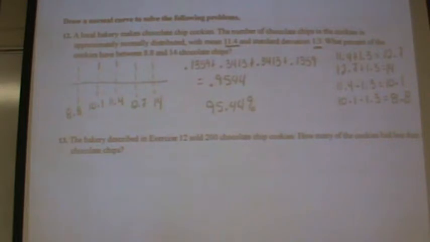And then finally, number 13. It says that the bakery described in exercise 12 sold 200 chocolate chip cookies. How many of the cookies had less than 8.8 chocolate chips? So we said that 8.8 was our second deviation on the left. So we want to know the ones that had less than 8.8. So that's the rest of the information that's to the left. So what we're going to do is we're going to take 0.5 and we're going to subtract the first deviation area and the second deviation percentage.